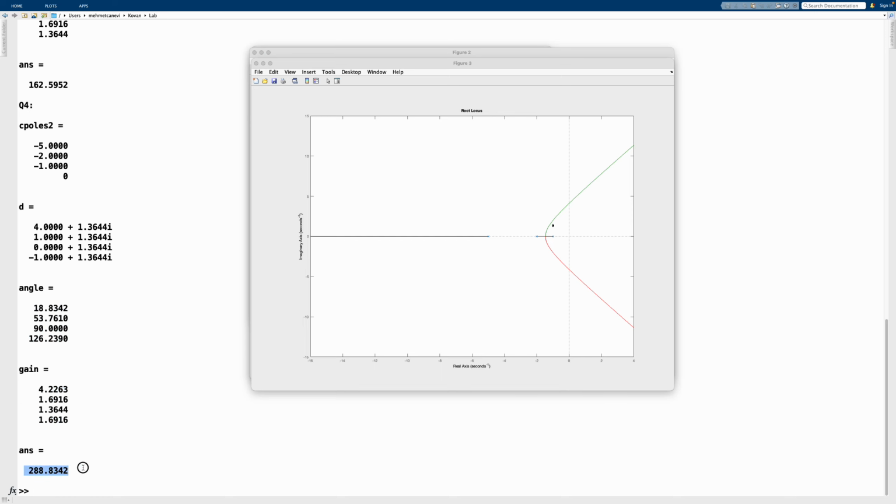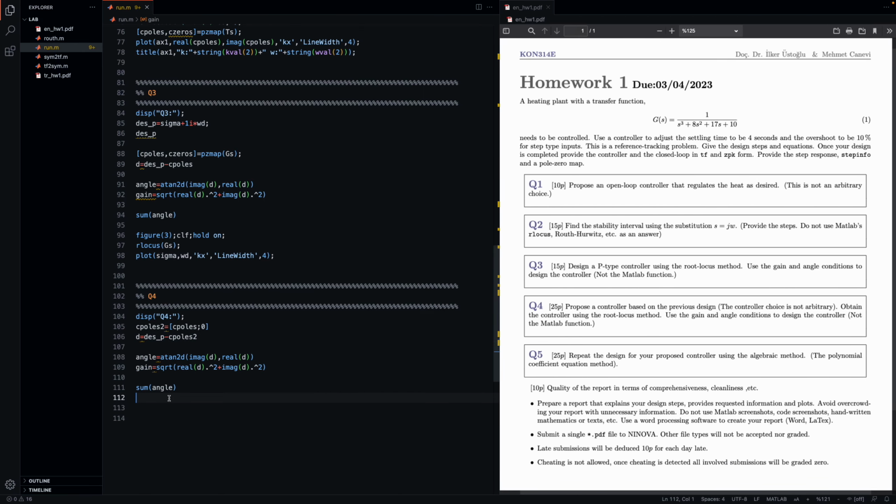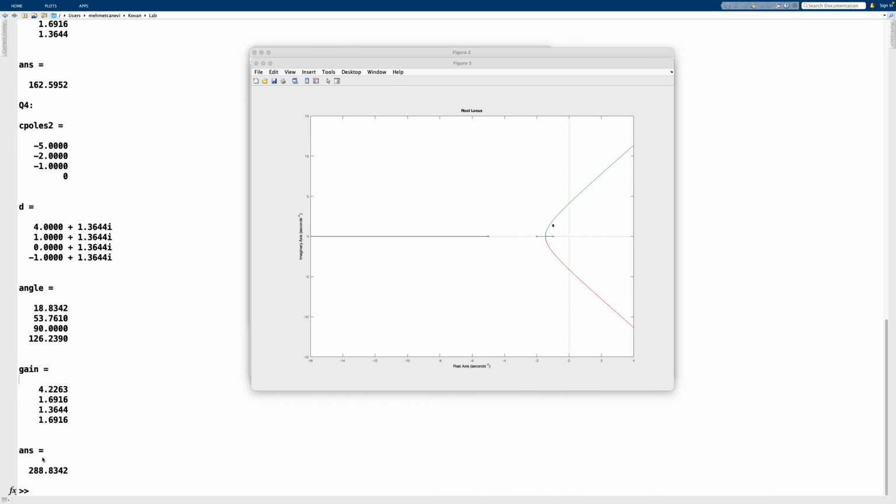But the sum of the angles, again, in this case, is 288. Now this was overkill. I want to reach 180 degrees, but this happened to be an overkill. Let's first solve it. We have 288 degrees as the sum of the angles. Now we did overkill it a little bit.